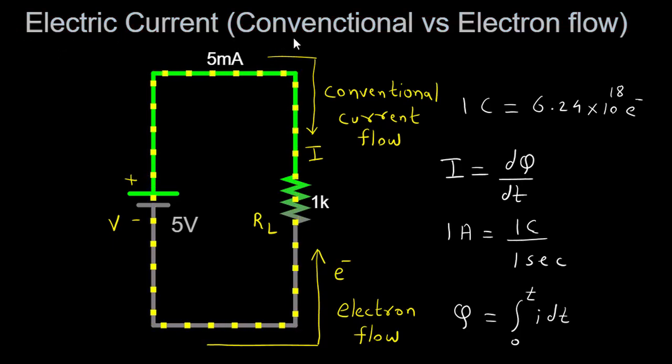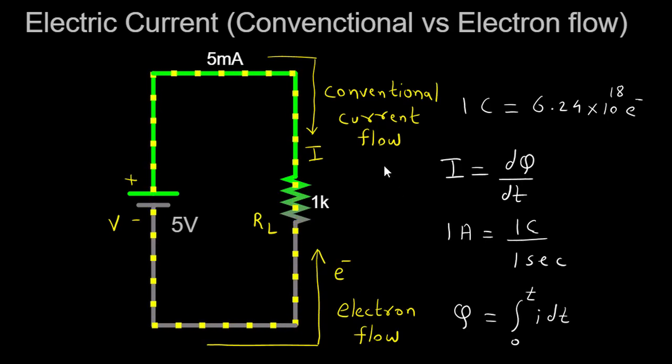Specifically, we will explore the difference between conventional current and electron flow, and how these concepts relate to the movement of charge in an electrical circuit. By the end of this video, you will have a clear understanding of these concepts and be able to distinguish between them effectively. So, let's jump right in.